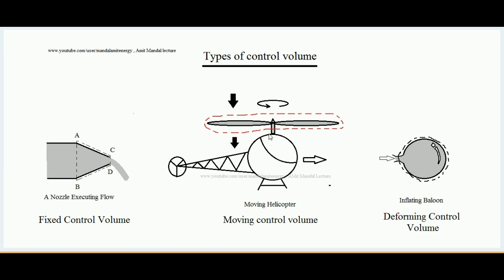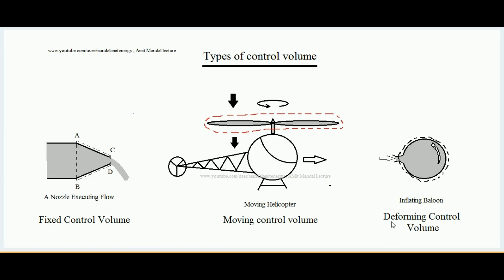Now one case is the moving control volume. Suppose this is a helicopter and we are interested in finding out how air interacts with the rotor of the helicopter and leaves the rotor. So we assume a control volume around the rotor. You can see this red colored outline showing the control volume, which keeps the rotor inside it. Air goes inside this control volume and ultimately leaves it. Since the helicopter moves in air with some speed, we have to move this control volume with the speed of the helicopter. So this is an example of a moving control volume.